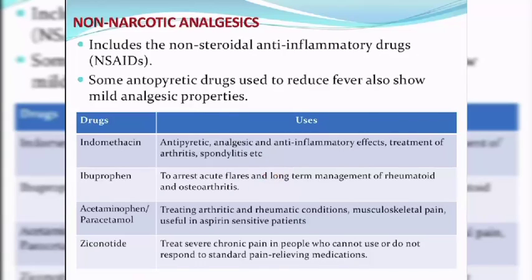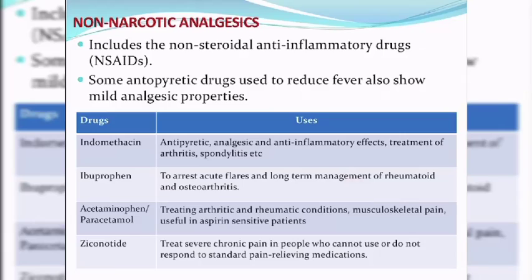Ibuprofen is very familiar. It is the number one drug which has been used as an anti-inflammatory agent in the US till today. What are the uses of ibuprofen? It is used to arrest flares and for long-term management of rheumatoid arthritis and osteoarthritis. What is meant by rheumatoid? It means a chronic inflammatory disease, and osteoarthritis means a degenerative joint disease.